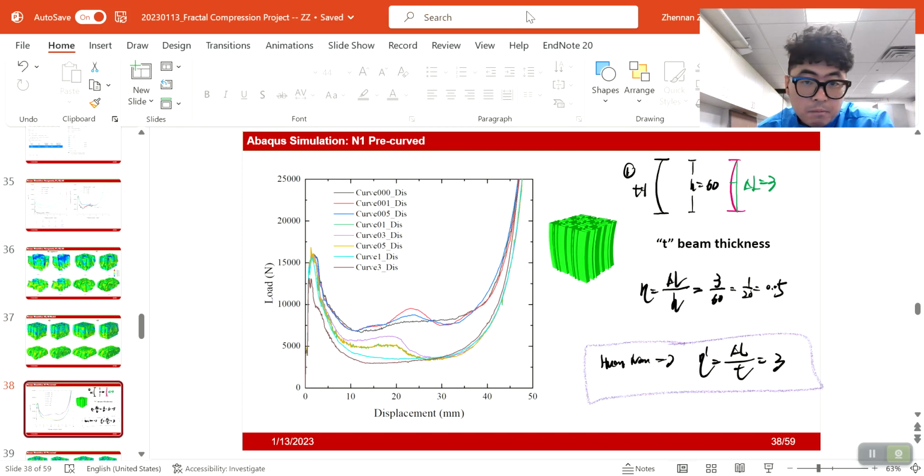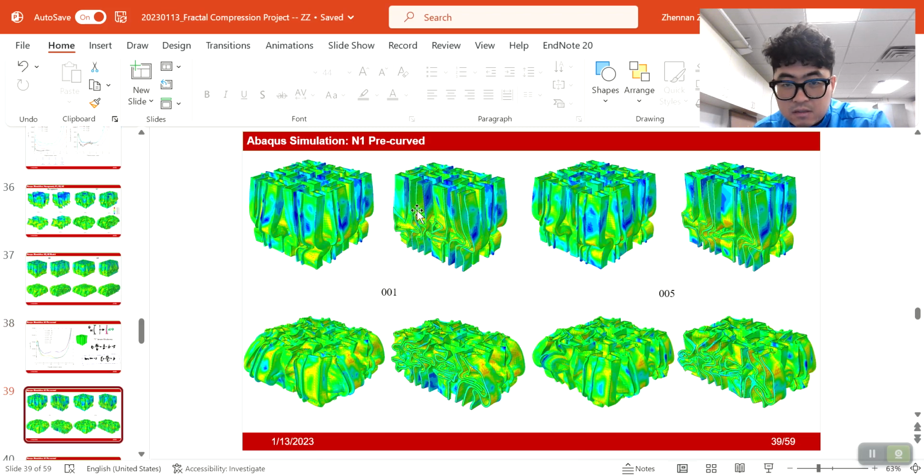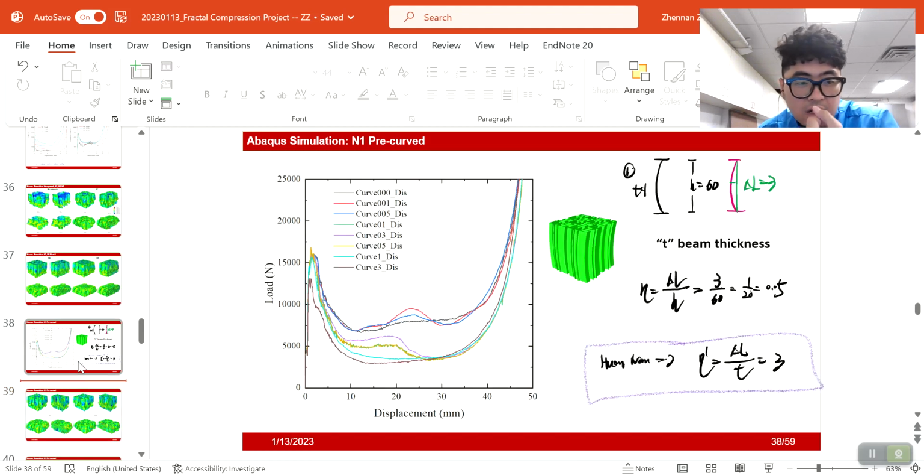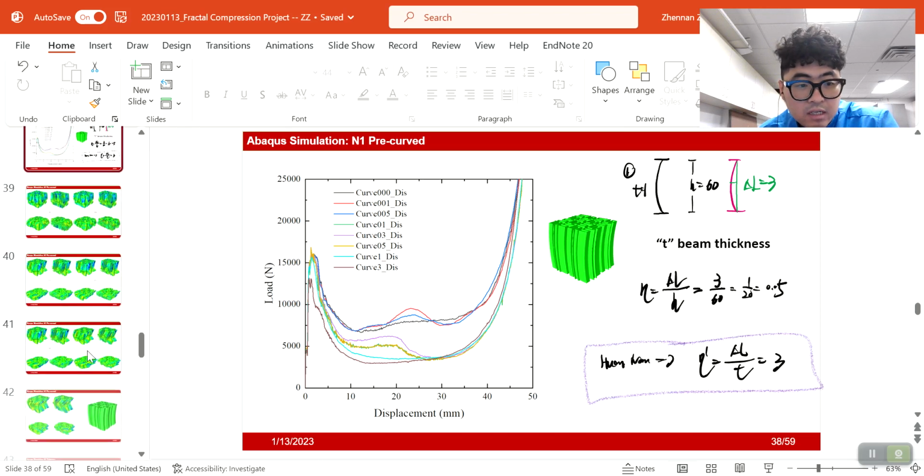I also did some pre-curved. What is pre-curved? I gave a pre-curve or pre-buckle to the sample and want to study the beam. Actually, we want to control the buckling direction of this beam, and we want to see whether we can achieve tunable mechanical properties with some simulation results.